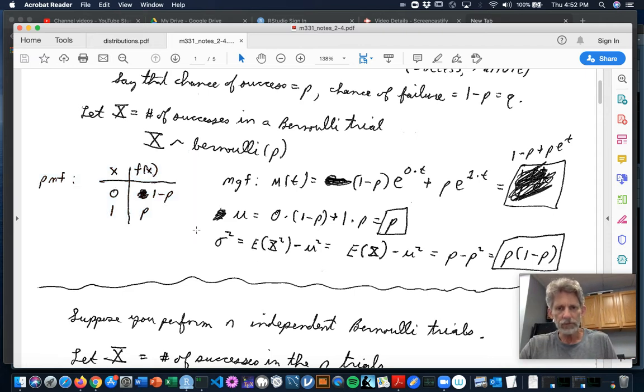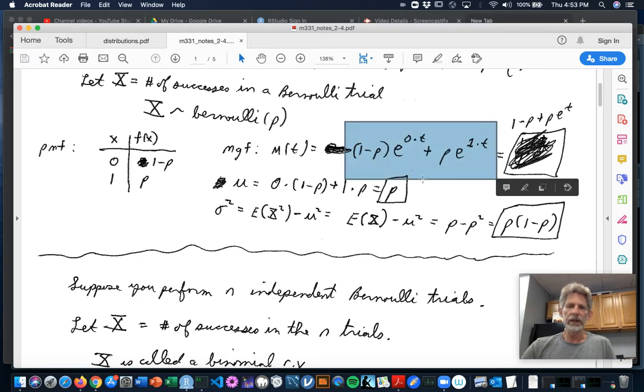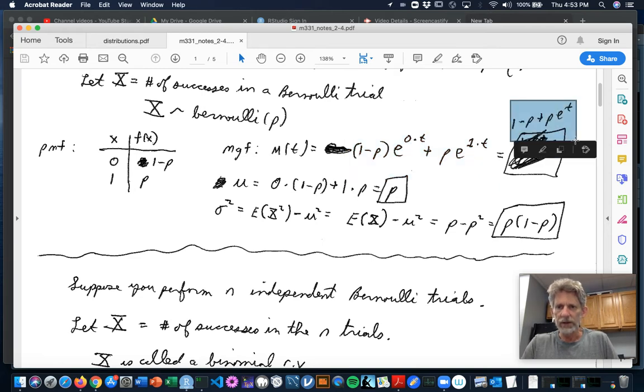Very simple. So other stuff about this random variable is real simple, like its moment generating function. The expected value of e to the tX would be chance of failure times e to the 0t plus chance of success times e to the 1t, which simplifies to what you see up here, 1 minus p plus p times e to the t.